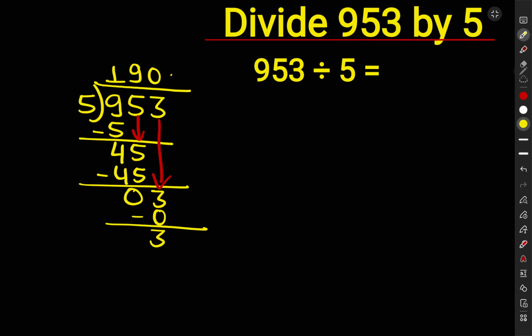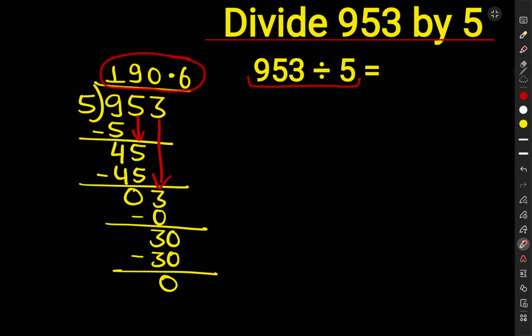So we take here a decimal so that we put 0. So it is 30 and 5 times 6 is 30. On subtracting we get 0. So 953 divided by 5 is 190 decimal 6.